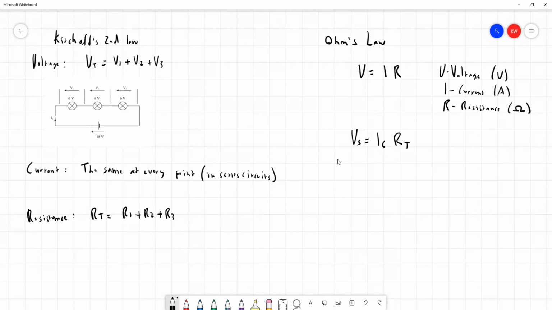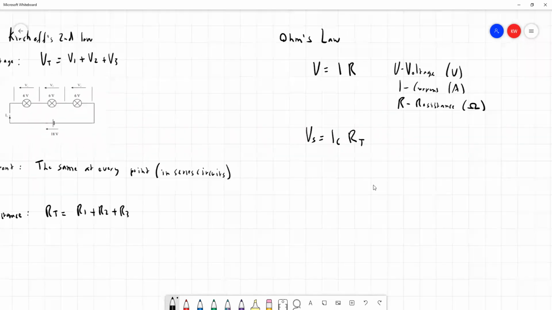So this version of Ohm's law is what we use if we're calculating a quantity based on the full circuit. So if we knew the voltage supplied and we knew the current running in the circuit, we'd be able to work out the resistance, and the same with any other quantity.